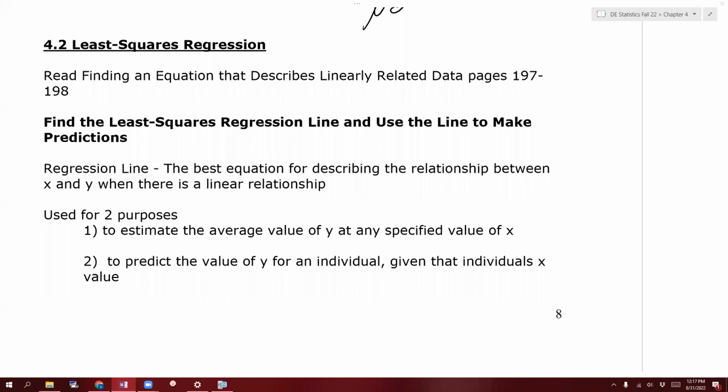All right, let's do 4.2, least squares regression. This will be the last section of chapter 4, as well as the last section of our first unit. After this, we'll get into a review, and then we'll have an exam over the first 4 chapters. That will be our first major exam. So let's talk about least squares regression.